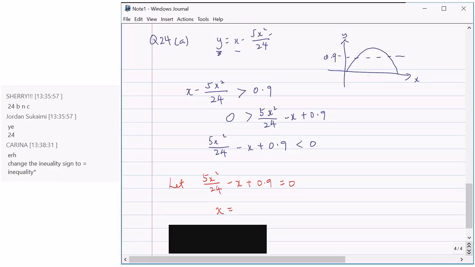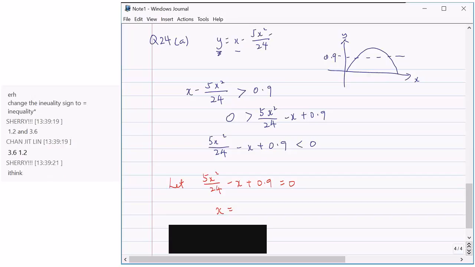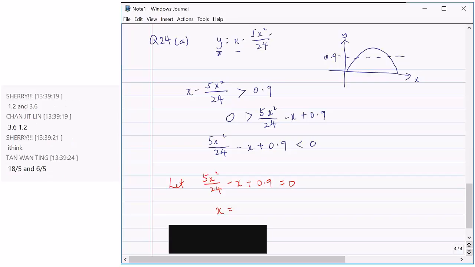Can someone give me the 2 x values? There should be 2. Six over 5 and 18 over 5. Okay, so that means 1.2 and 3.6. So if I were to indicate on the graph, this must be the 1.2 and this must be the 3.6. But I'm not interested in the equality. I'm interested in the inequality. So Karina, what's the next step I do?